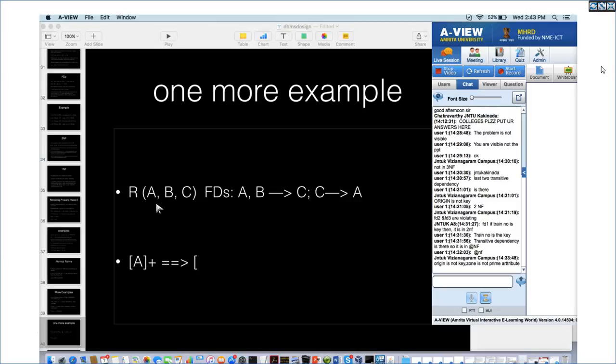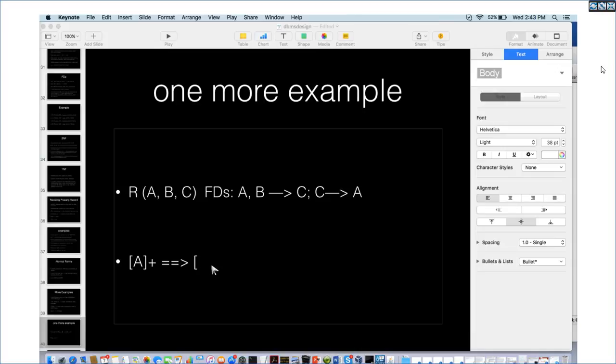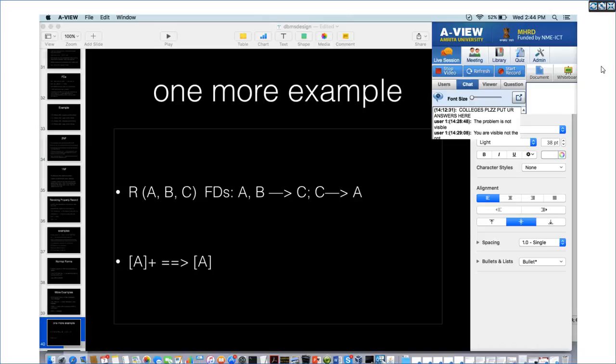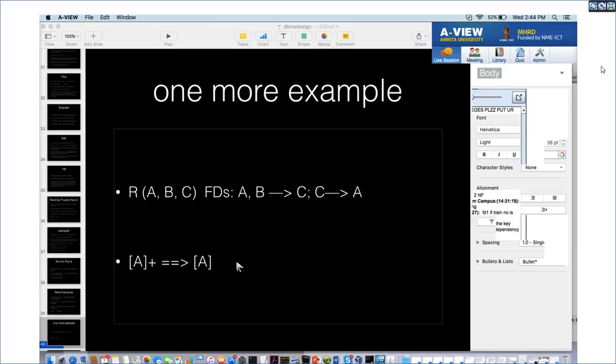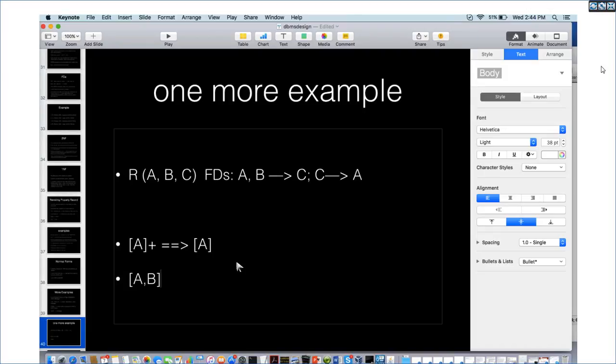This is given R, A, B, C, and the following functional dependencies. The closure is A only. Yes, excellent. So why A only? Because there is no other functional dependency that can be applied starting from A. What is the closure for AB? If you take AB as the starting attribute set, then the closure is A.